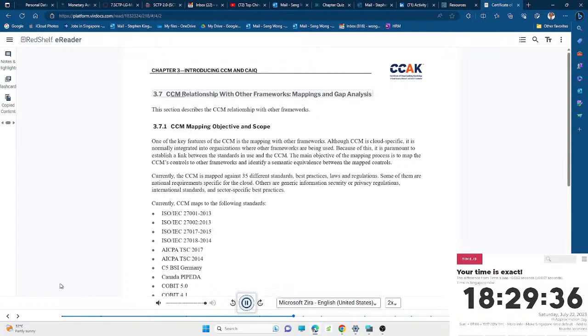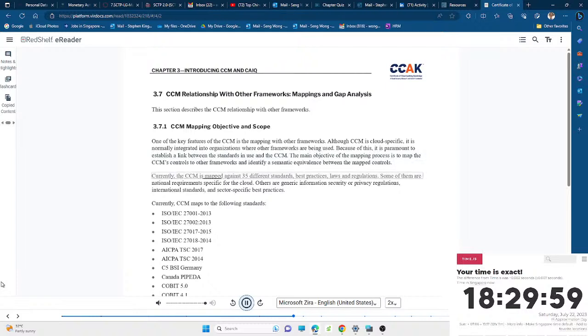3.7 CCM Relationship with other frameworks, Mappings and Gap Analysis. This section describes the CCM relationship with other frameworks. 3.7.1 CCM Mapping Objective and Scope. One of the key features of the CCM is the mapping with other frameworks. Although CCM is cloud-specific, it is normally integrated into organizations where other frameworks are being used. Because of this, it is paramount to establish a link between the standards in use and the CCM. The main objective of the mapping process is to map the CCM's controls to other frameworks and identify a semantic equivalence between the mapped controls.